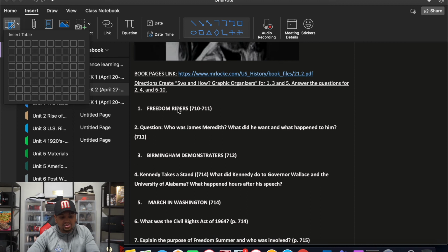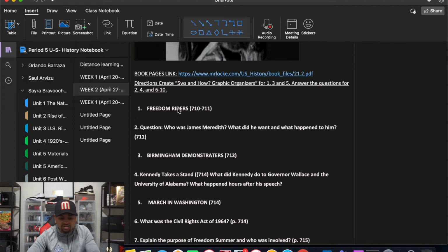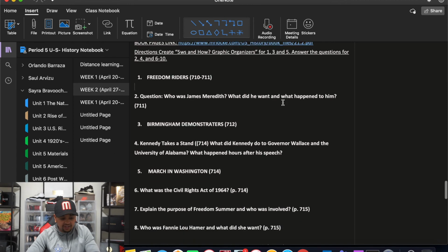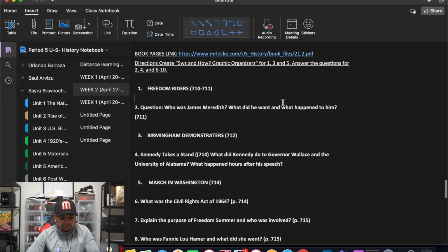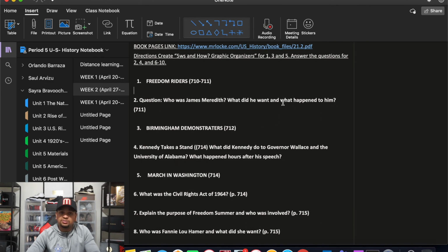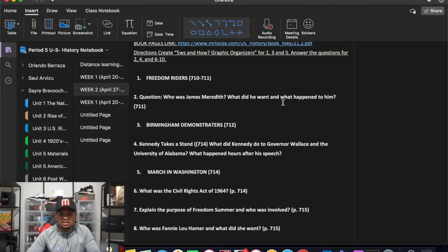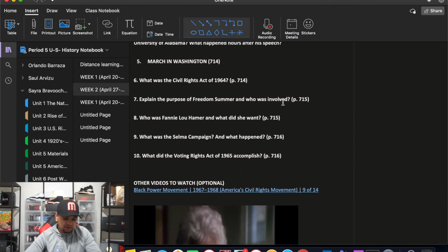You're basically going to tell me who the Freedom Riders were, what they did, where they were from, where they were at, why they did what they did, and how they did it. So you're answering the 5 W's and H for numbers 1, 3, and 5. The rest you just answer with the textbook pages. All the information's in the textbook for the charts. Pretty easy. I just want you to get a good understanding. These are 3 important things. So that's it for the civil rights movement.